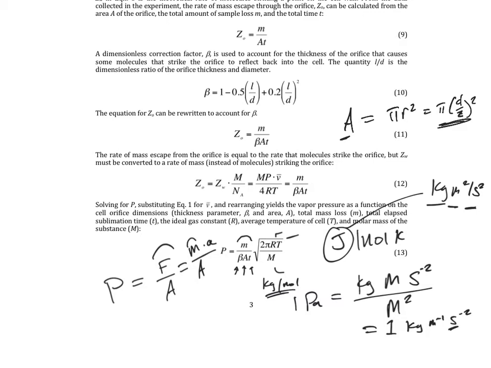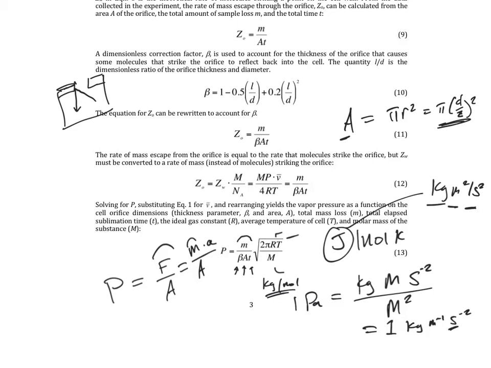And then the last term here is this beta term. Let's talk about this. Beta has a relationship to how thick this orifice is that our sample is subliming from. And so if we think of a cell that has a relatively thin orifice versus a relatively thick orifice, what this beta term is calculating is the probability that a molecule is going to strike that pinhole surface and then deflect back into the cell.